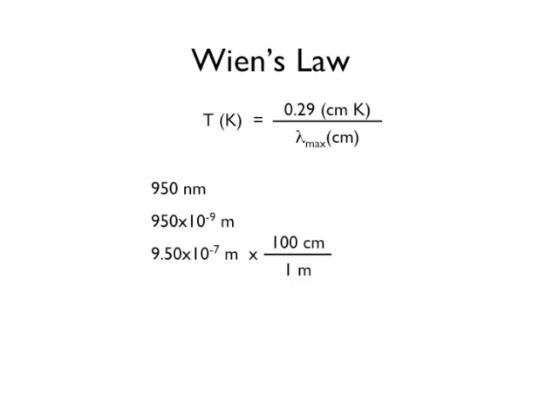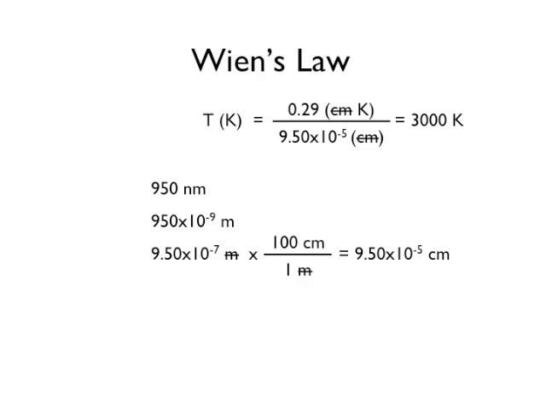The conversion factor 100 centimeters per 1 meter can be used to rewrite the wavelength as 9.5 times 10 to the minus 5 centimeters. Note that when you write the wavelength in centimeters instead of meters, the units cancel, and you get a temperature of 3000 kelvin for this relatively cool star. By converting to the correct units before even plugging into the equation, you are demonstrating that you understand the concept of dimensional analysis.